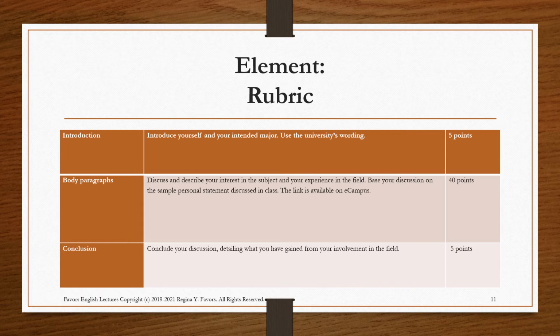And so that gives students enough time to get acclimated to the writing environment, the college writing environment, get acclimated to working in groups, learn outlining, learn all different types of things specific to the first year composition course. Then, of course, the conclusion is: conclude your discussion detailing what you have gained from your involvement in the field. And that's basically 5 points. So students understand that much more is done in the body paragraphs, because that's where the student has to persuade the admissions committee.